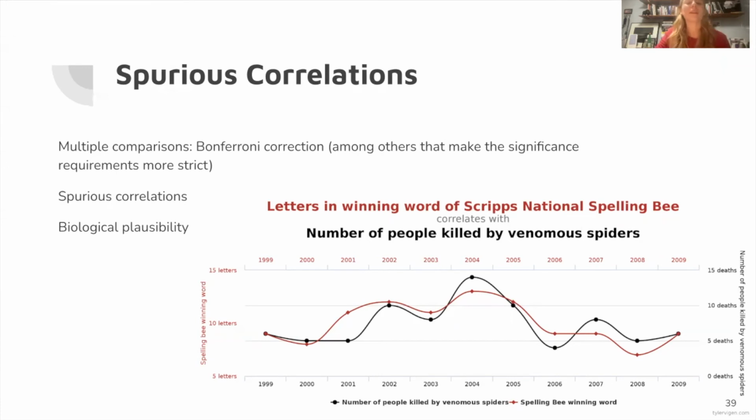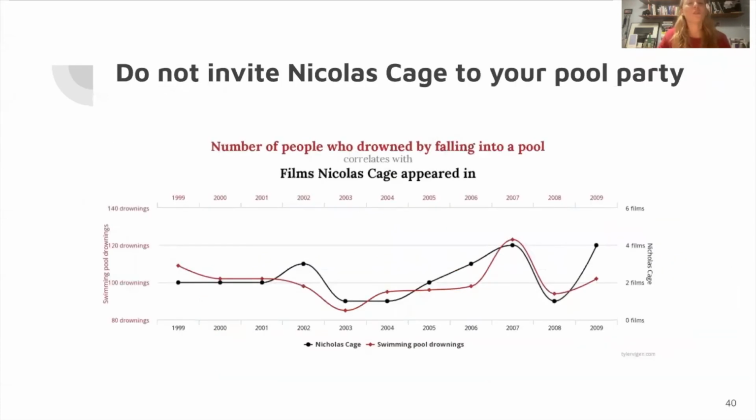And this one is really important, that you don't invite Nicolas Cage to your pool party. This is another one of my favorites. So just throwing that in there. The number of people who drowned falling into a pool correlates with Nicolas Cage films per year. And that's just another fun one. The exploratory study found something silly.